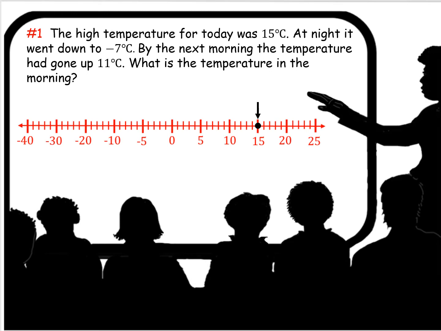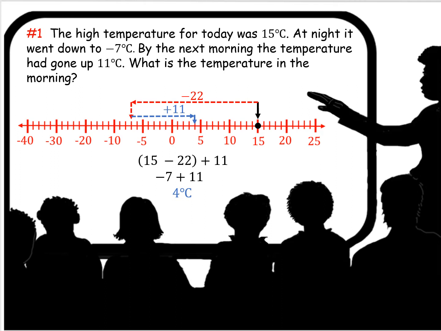So here's the problem again, and let's do it on the number line. So we start at the 15 degrees Celsius, and we have to go down to minus 7 degrees Celsius. Well, that's minus 22 spaces or units. And then it says the next morning the temperature had gone up 11 degrees centigrade or Celsius. So we're going to add 11 units. And that puts us where? It puts us at 4 degrees Celsius.